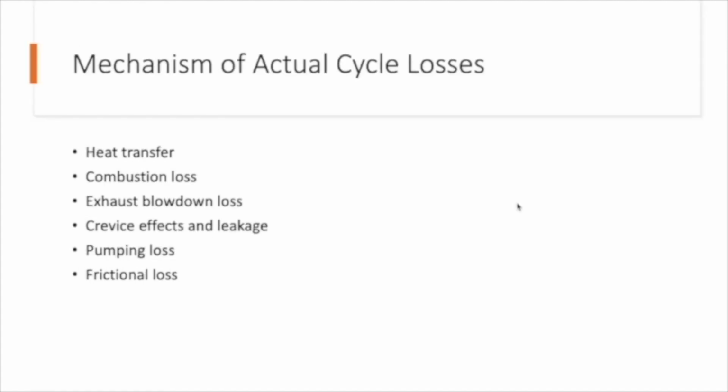These are a list of loss sources: heat transfer, combustion loss, exhaust blowdown loss, crevice effects and leakage, pumping loss, and frictional loss. Crevice effect is that fuel enters the gap or crack inside the cylinder, so all fuel is not burned and fuel leakage can occur. Frictional loss indicates the friction of the piston cylinder or the crankshaft connected to it.